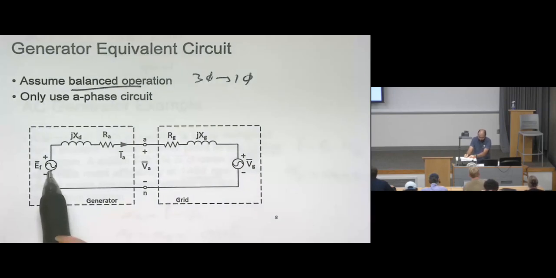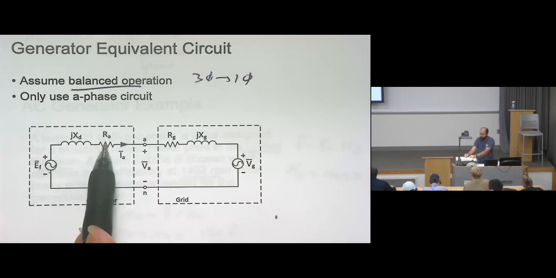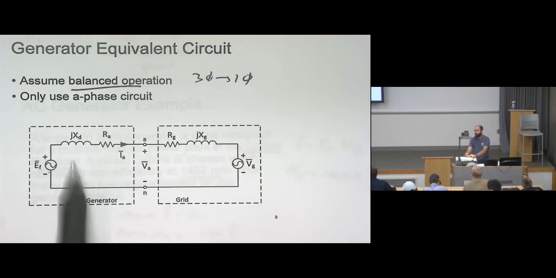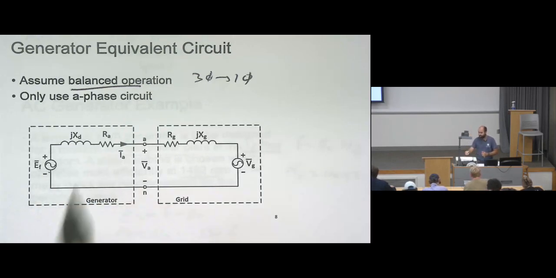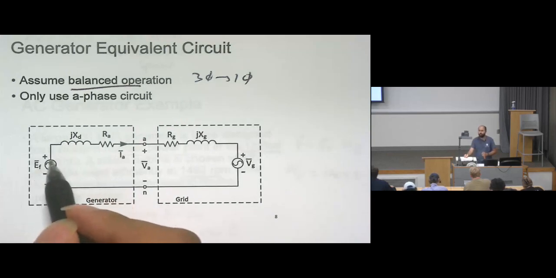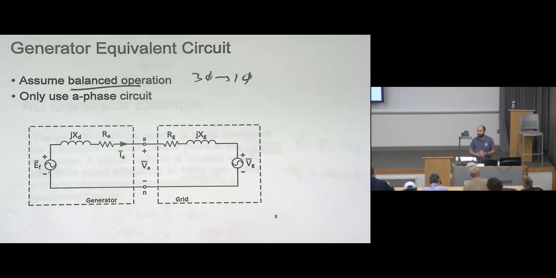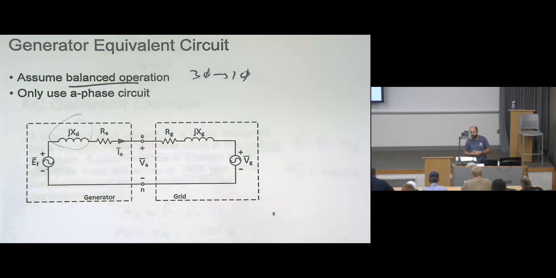EF is called electromotive force, and jXd, Ra are related to the structure: the impedance and the internal resistance of the generator. So why do we have impedance? Because we have coils, and coils produce a magnetic field, or we produce inductance. Every time we have coils, wires rotating around a magnetic core, a ferrite magnet core, this will have inductance.